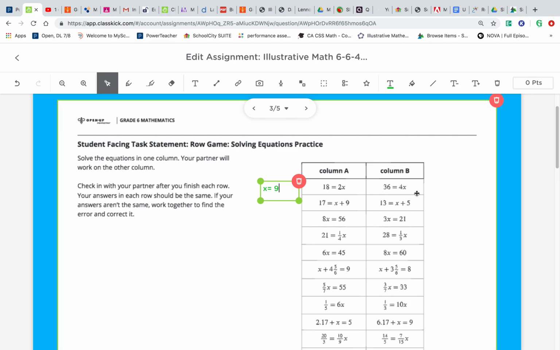Okay, and it works the same way here. 36 equals 4 times x. We're going to divide both sides by 4 here, and 36 divided by 4 also equals 9. So that's how they are the same. All right, so let's go ahead and move down to the next problem.